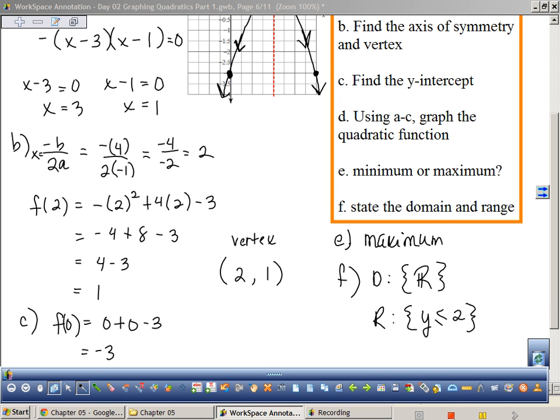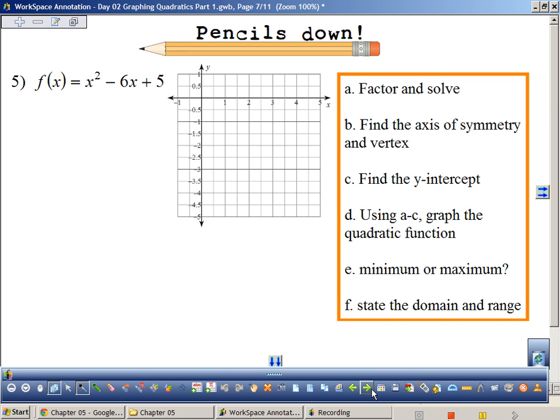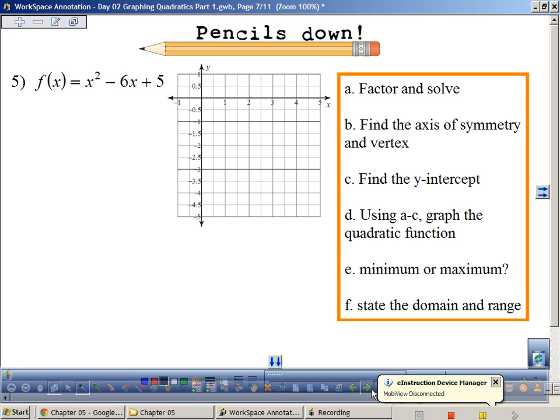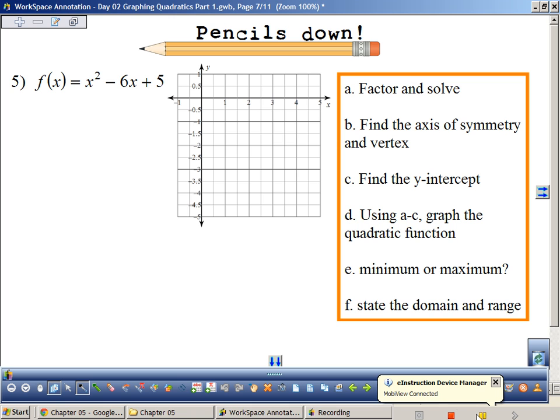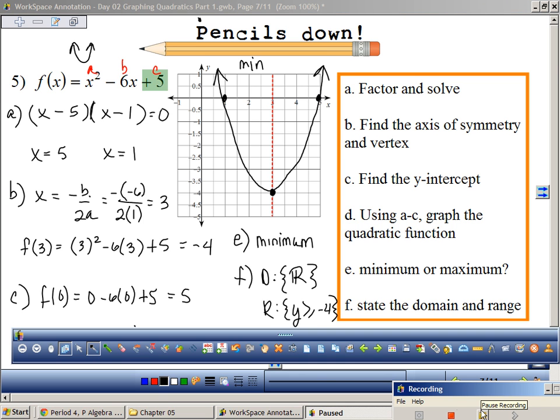All right, you guys ready? The next one? All right, so my first step is to factor and solve. This factoring problem is a little bit easier. Hold on. After step 4. So after 6 or 2.